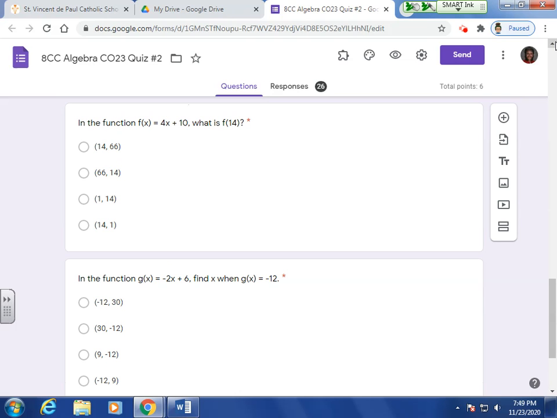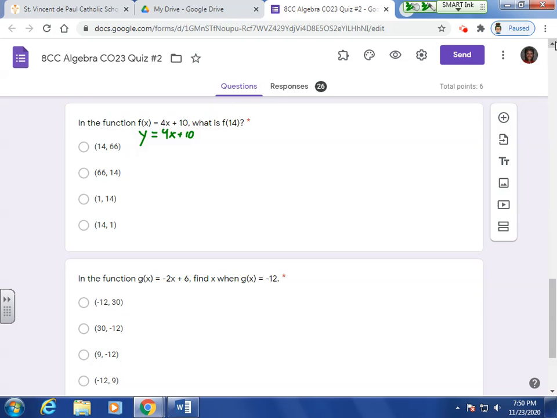Remember that with function notation, you're either getting the x variable or the y variable, and it depends on how it's worded. When it says in the function f of x equals 4x plus 10, which remember that f of x is just a fancy way to write y. So in the function y equals 4x plus 10, what is f of 14? When it asks you f of something, what it's saying is, what is the function when x is 14?